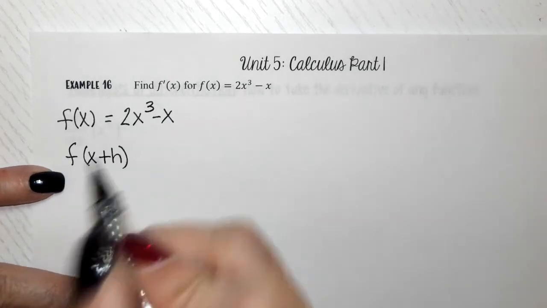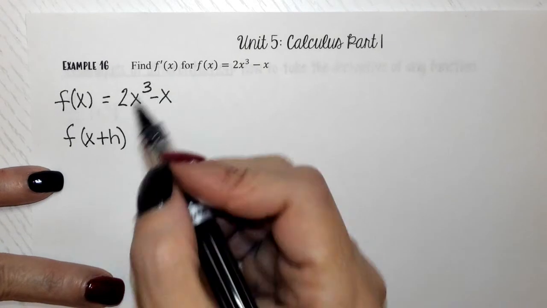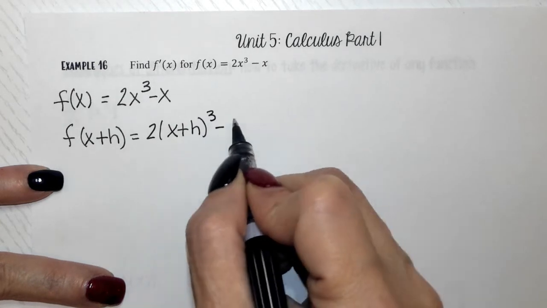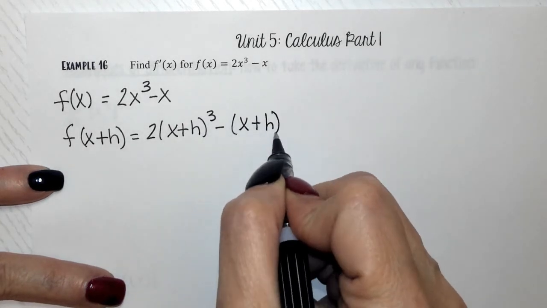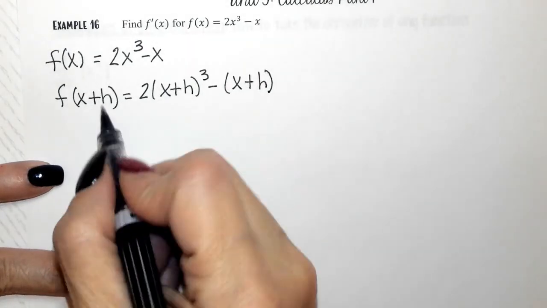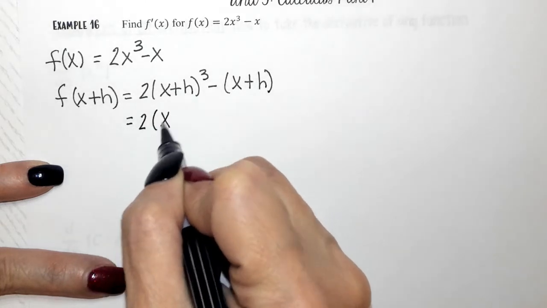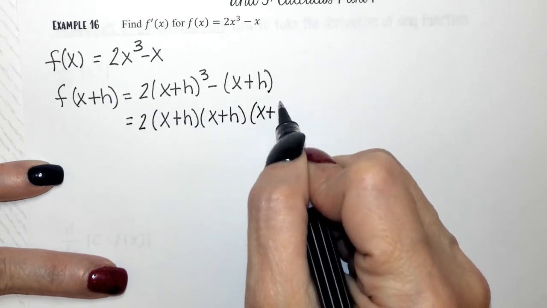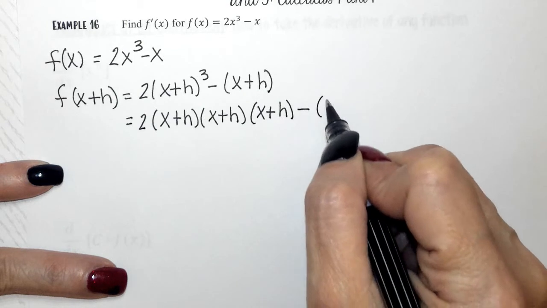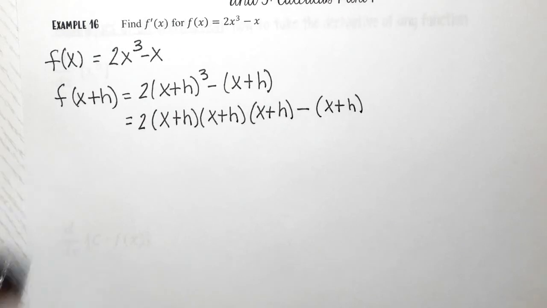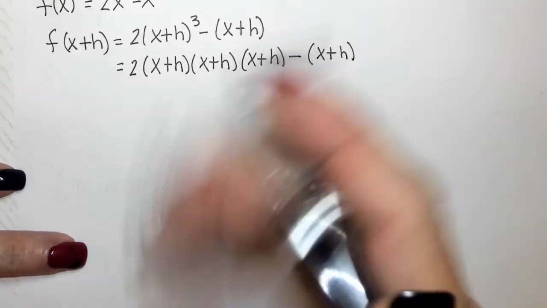f of x plus h. I'm going to leave the knots off because sometimes when I get the knots on here, they end up getting messy. 2 times (x plus h) cubed minus (x plus h). Yuck. All right, we have to simplify this. So, 2 times x plus h times x plus h times x plus h, minus x plus h. Now, that is just a whole lot of algebra. I know that you can work that in your head. I'm going to move down and give you some time to work it.